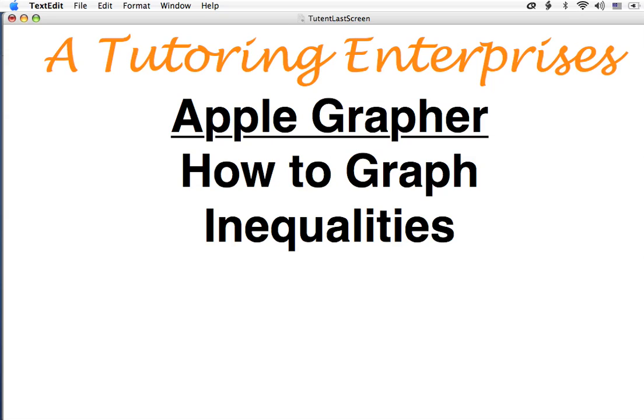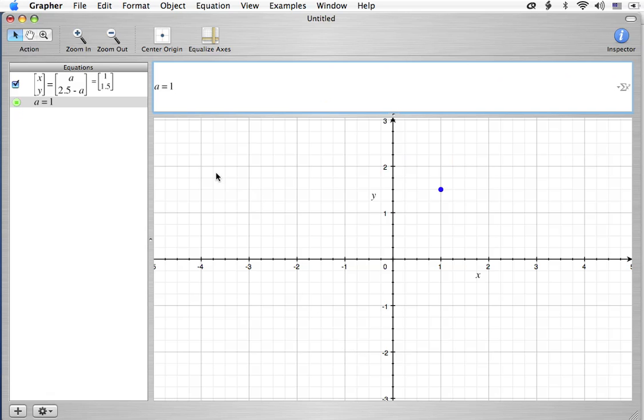Today I'd like to talk about how to graph inequalities on the Apple Grapher. Let's go right over to the Apple Grapher. Got that on my dock, so I'll just click that over. These are the remnants from graphing a point, and I thought I'd just quickly put out a video on how to do some inequalities. So let's go ahead and get rid of this stuff. We really don't need it.